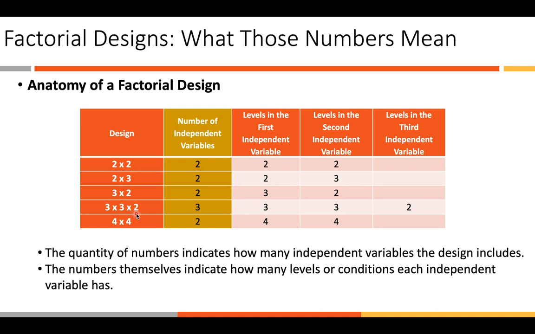So we can describe any factorial design using this nomenclature, and it's all standardized such that you know exactly what someone means when they tell you I have a 4 by 4, or I have a 3 by 4 by 2, or I have a 5 by 7 factorial design. Right? We know exactly how many variables they have and how many levels there are in each of those variables.